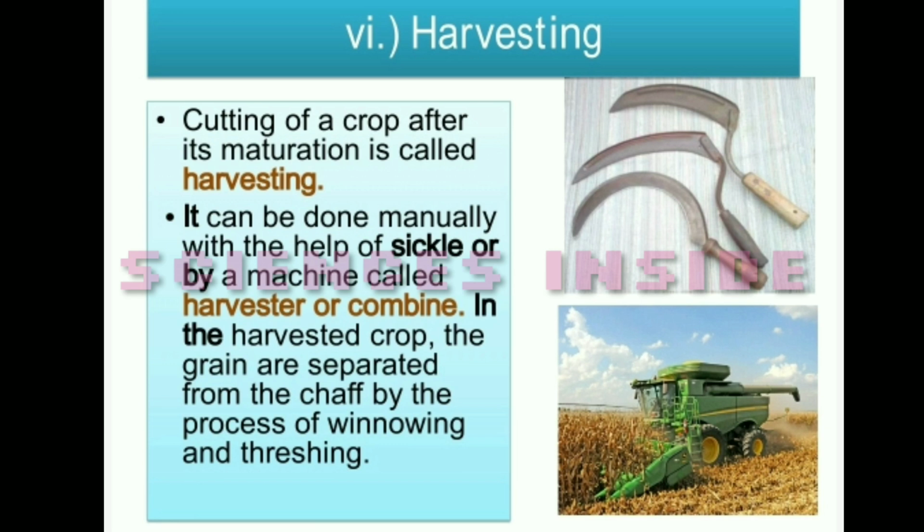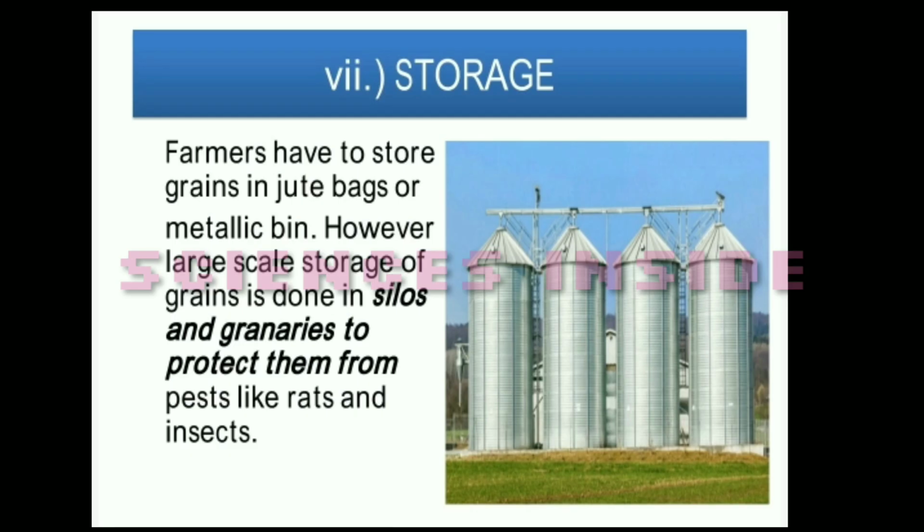In the harvested crop, the grains are separated from the chaff. The process involves winnowing and threshing. Winnowing involves dropping of the grain from a height such that the heavier grain falls on the ground and the lighter chaff is carried by the wind. So once the crop is harvested, the grains have to be free from moisture and safe from any kind of insect or pest attack.